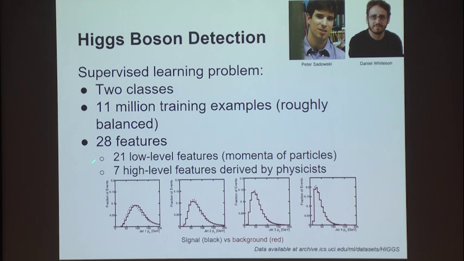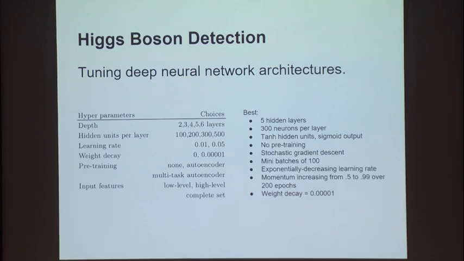So in this particular case, 11 million examples, inputs are vectors of length 28, including 21 low-level features and 7 high-level features derived by physicists. You can see some of the histograms of the distribution of these different features. But the bottom line, these are details of the neural network we use, the kinds of things that people like to hide because they're not so interesting, and you cannot really justify everything other than you tried a lot of things and this is what worked.